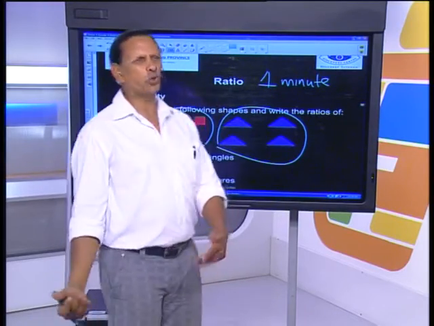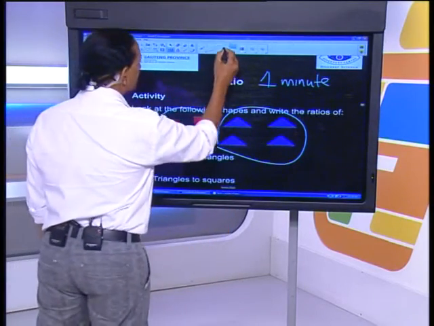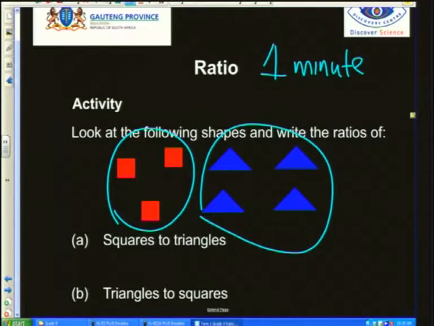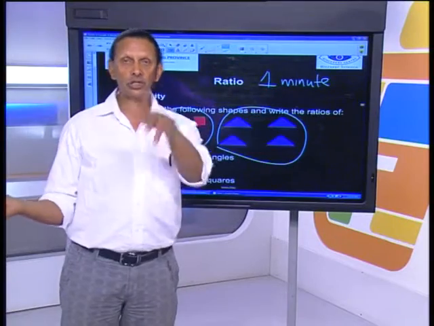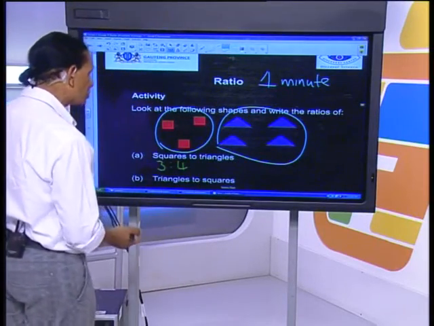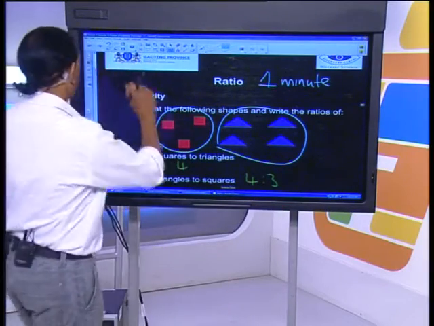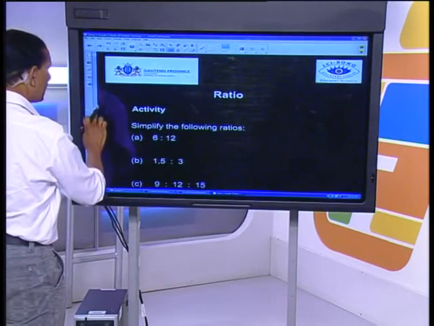Right. I'm sure you could have done this in 5 seconds. So squares to triangles. So there are 3 squares to 4 triangles. Simple as that. 3 is to 4. And then triangles to squares will be 4 triangles to 3 squares. Not so difficult. You see, guys, easy, man, I'm sure you could have done that very easily.